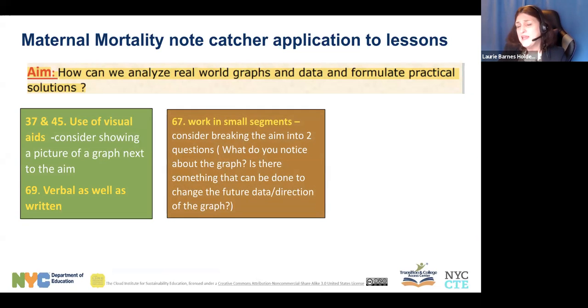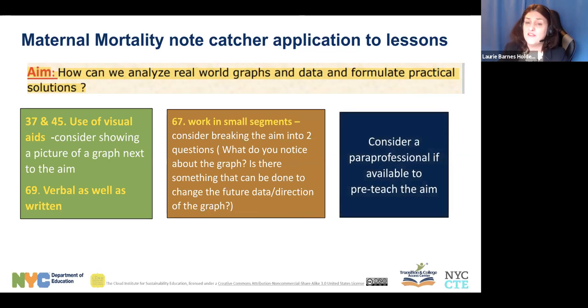This aim, maybe consider breaking the aim into 2 questions. What do you notice about the graphs? And is there something that can be done to change the future data or direction of the graph? So that 1 sentence just broken down into 2 sentences, allows the student to focus on one small piece at a time. And also consider, if you do have a paraprofessional, if available, to just pre-teach the aim to the students.